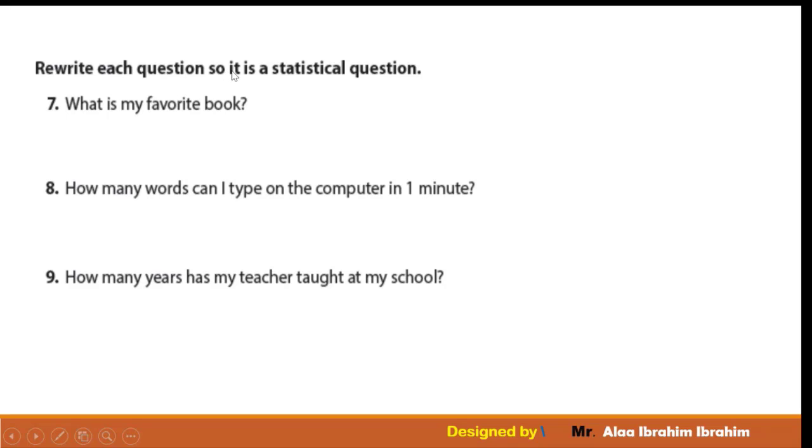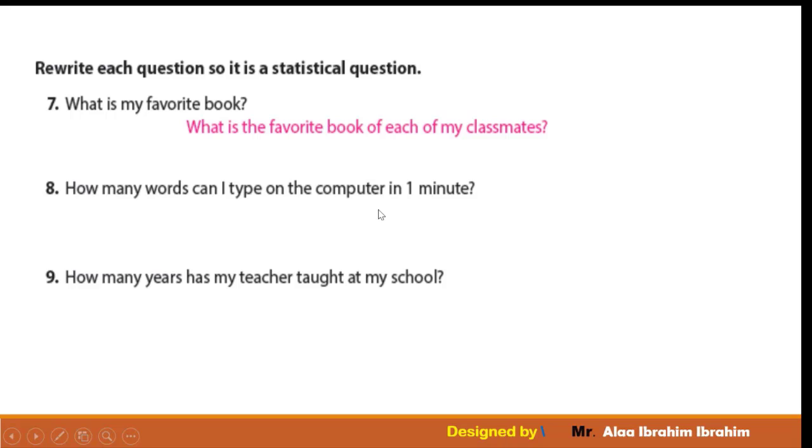Rewrite each question here so it is a statistical question. If I'm dealing with something that is not a statistical question, I have to convert it, rewrite it to become a statistical question. What is my favorite book? This is not statistical. I have to change it to something with many persons, each person, many students, something like this. So I change it to what are the favorite books of each student in my classroom? I mean each student in my classroom. So I make it with many different favorites here.